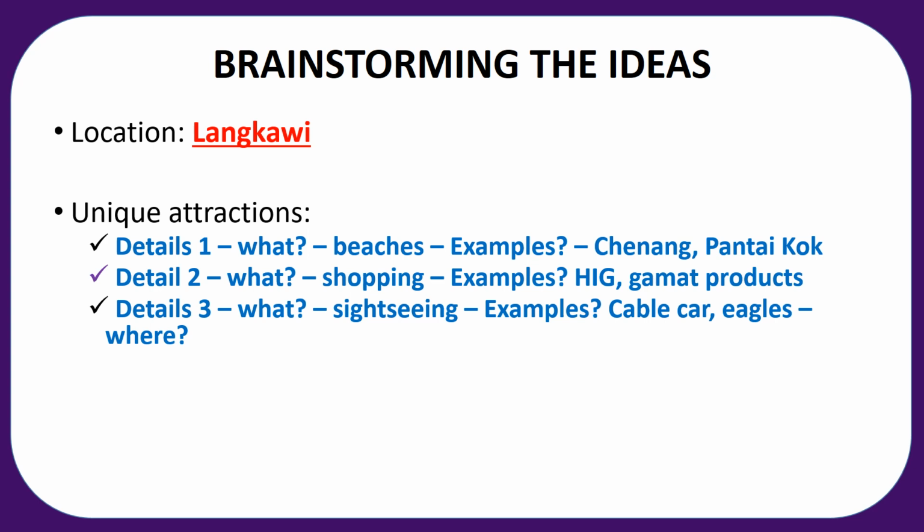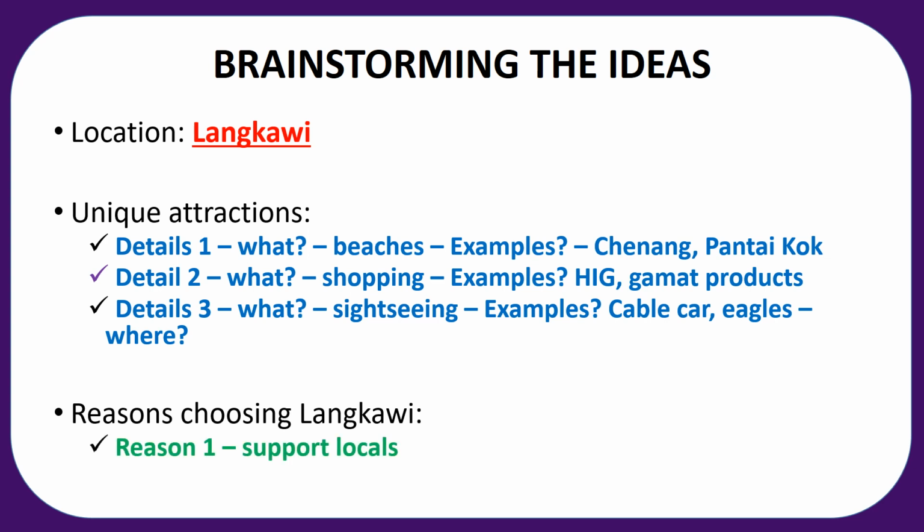And I decided to give 3 attractions. And the third one is sightseeing. So you go there to jalan-jalan, right? Examples, the cable car, eagles, and then you can mention where. And then followed by reasons. Reason number 1 is to support locals. And also reason number 2, which is because it is free duty and is affordable. And remember, the third bullet point is about whether you want to recommend or not. You only need to mention whether you recommend or do not recommend.